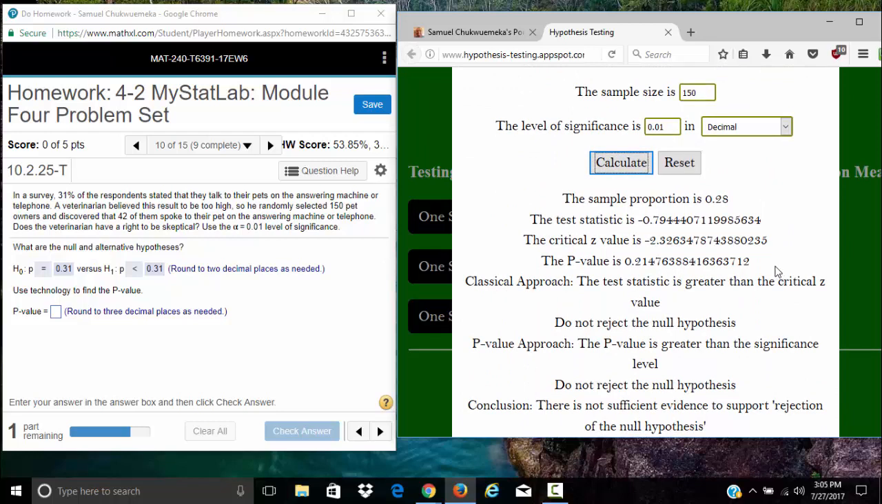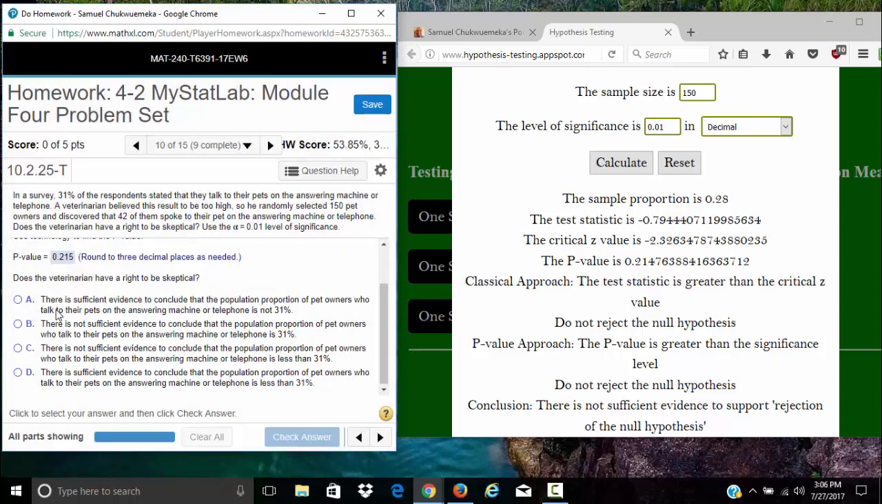So let's see here. The p-value is 0.215 if you round to 3 decimal places. Okay. And what is the conclusion? The p-value is greater than the level of significance, so do not reject. If the p-value is less than or equal to the level of significance, then you reject the null. If the p-value is greater than the level of significance, do not reject the null.